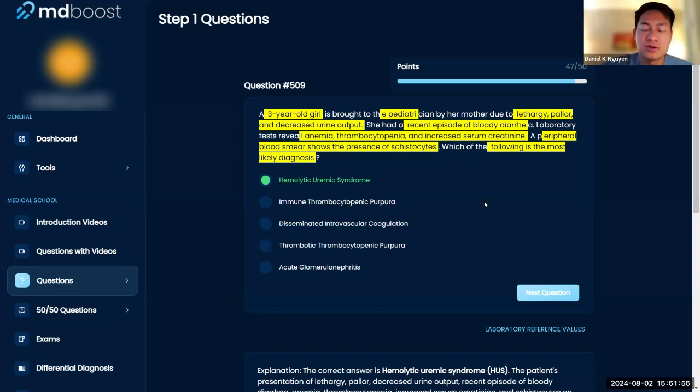But like you said, usually for the most part, HUS is going to be from E. coli, GI issues, or something like that. But you want to learn these two together because they're so similar and only one thing changes, and that's neurologic symptoms.